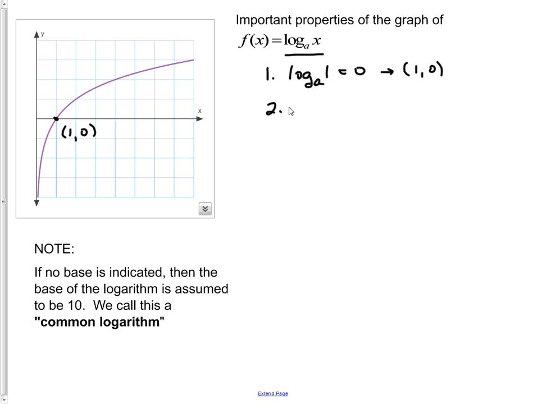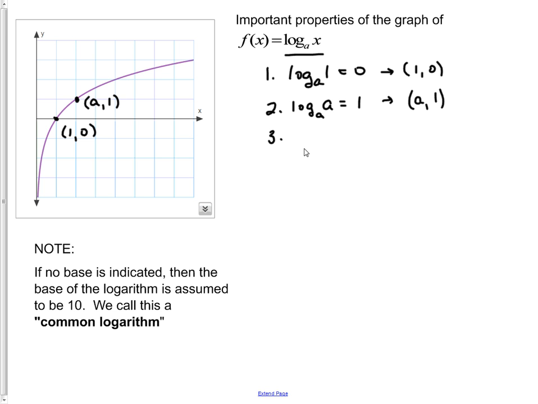Number 2, we stated that whenever we took a logarithm base a of a, we should get 1. So in other words, whatever our base is, if that is the x value in our logarithmic function, then the result will be a y value of 1. So our graph should pass through the point (a, 1).